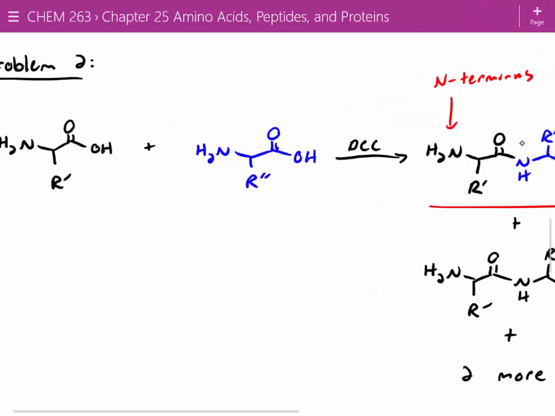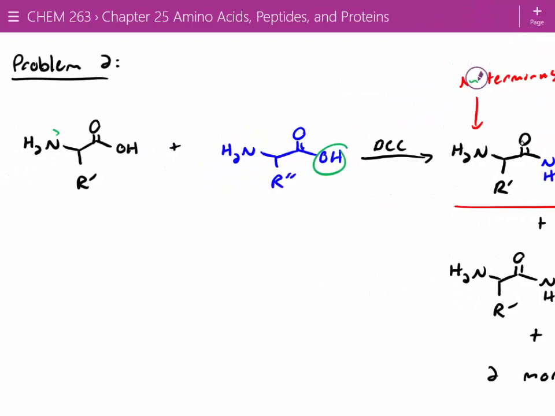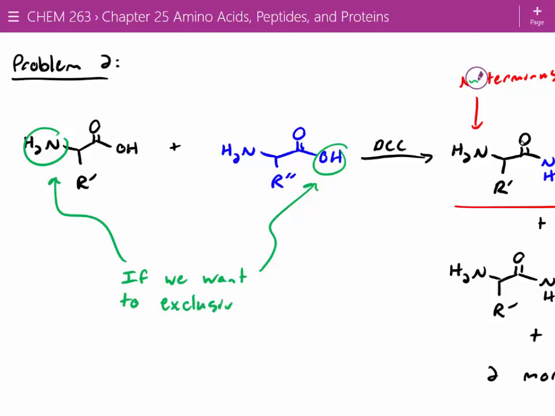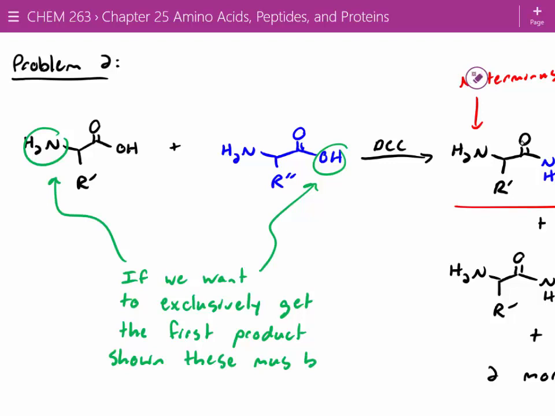So what we have are protecting groups for these. If we want to exclusively get the first product, these must be protected.